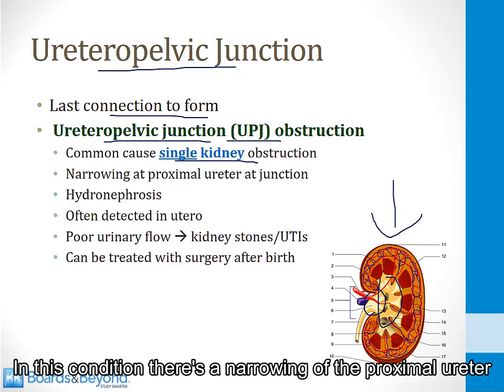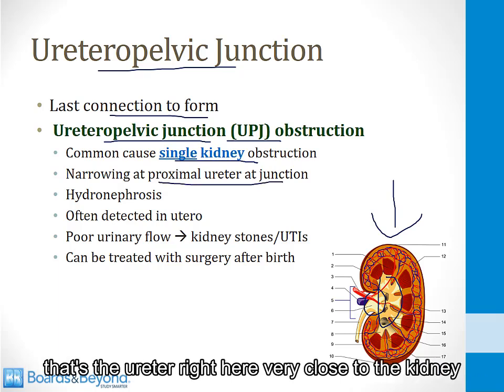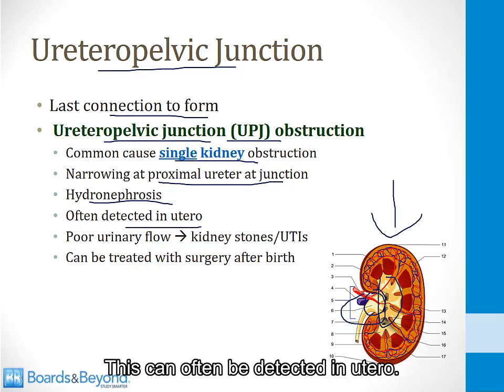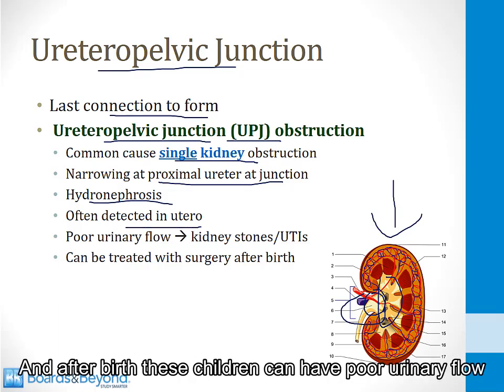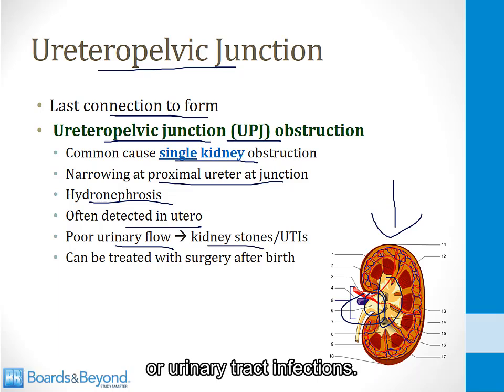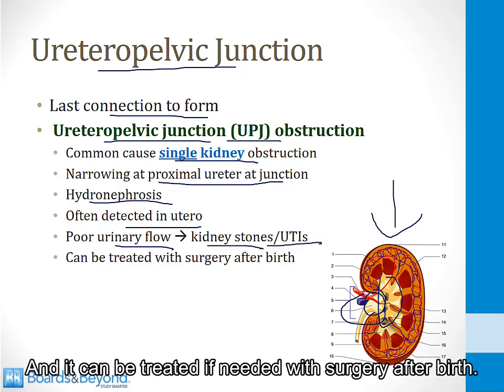In this condition, there's a narrowing of the proximal ureter. That's the ureter right here, very close to the kidney at the junction to the pelvis. It leads to hydronephrosis, which means a swollen kidney. This can often be detected in utero. And after birth, these children can have poor urinary flow because of this obstruction, and that can lead to an increased risk of kidney stones or urinary tract infections, and it can be treated if needed with surgery after birth.